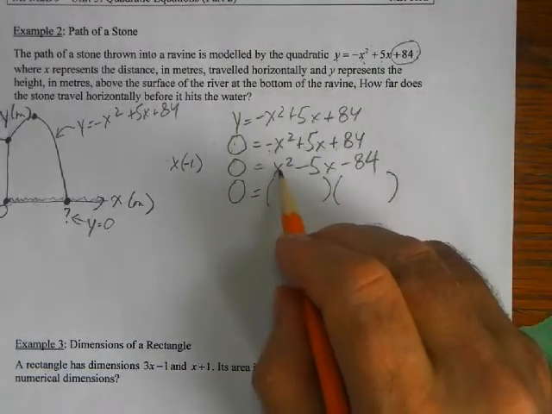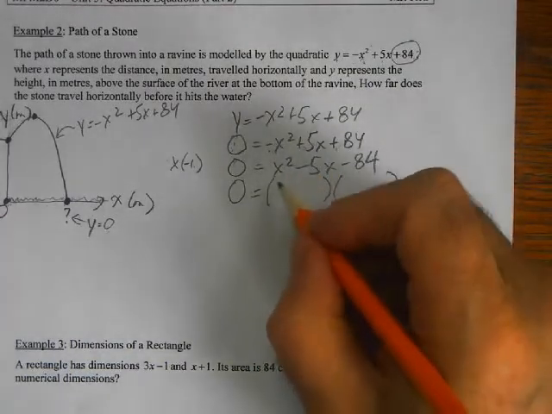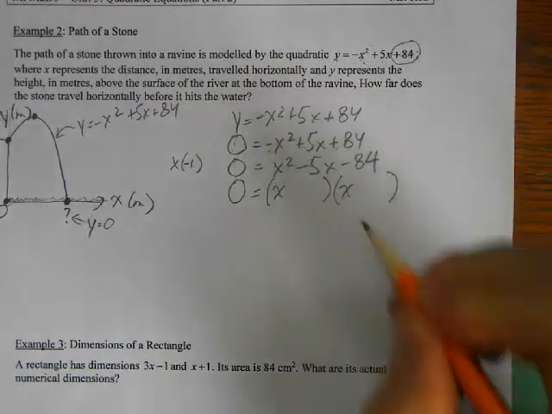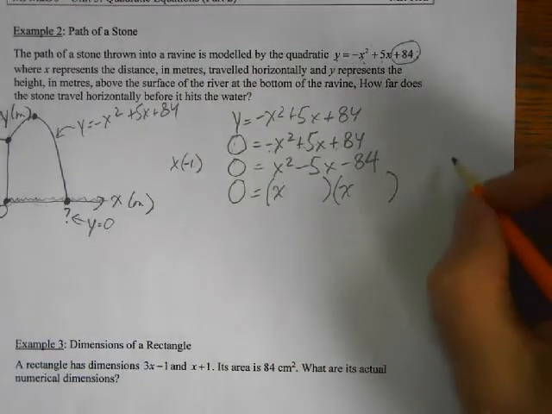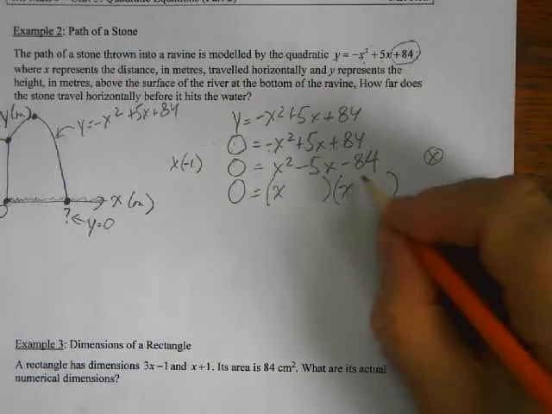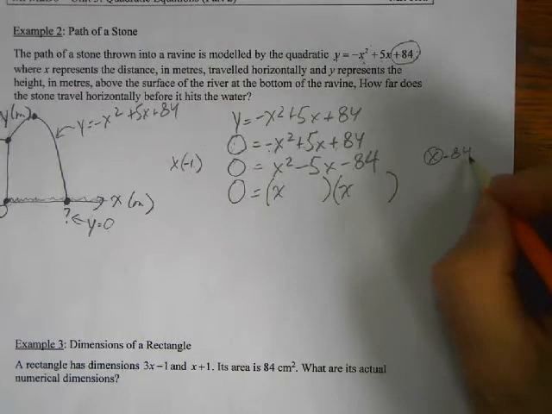Now this is a simple trinomial, so I know I'm going to have two binomials that both start with x. And then, what are the values of these two numbers? Well, I know they multiply to -84, and I know they add to -5.